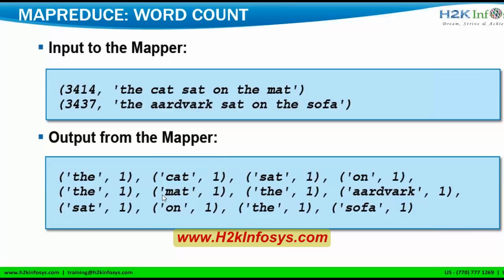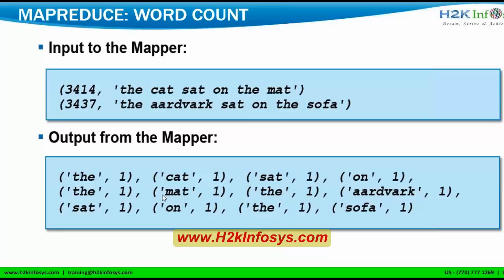So I am explaining it with an example. Here my key is 3414. If you remember, my key is the length of my whole value itself, right? So the position of that particular word is taken as the key itself.